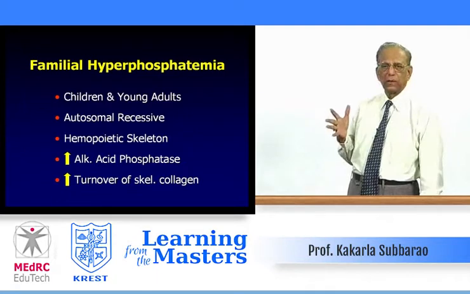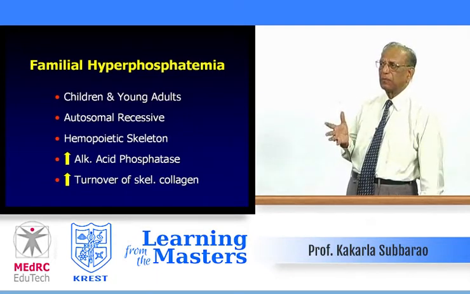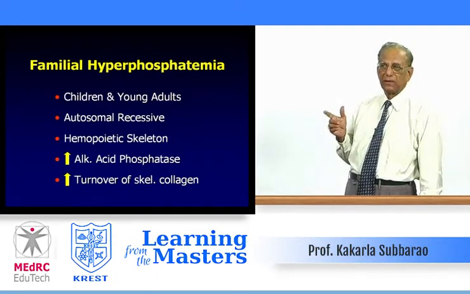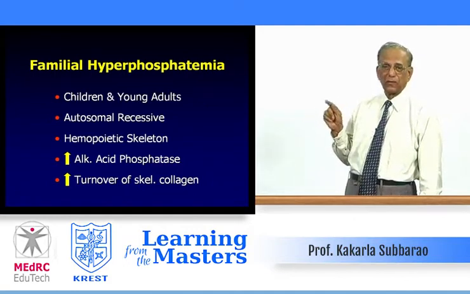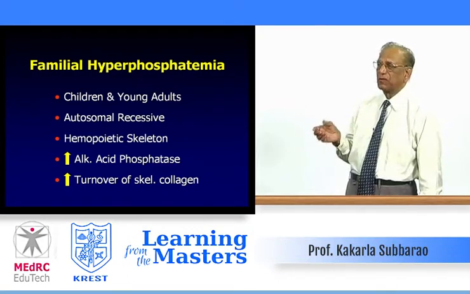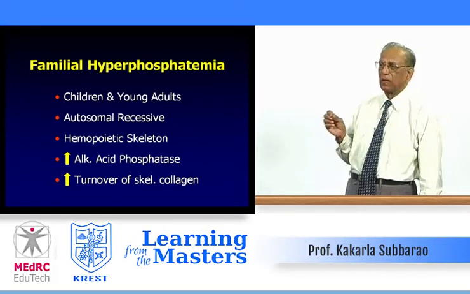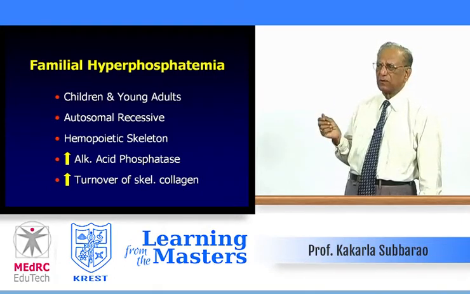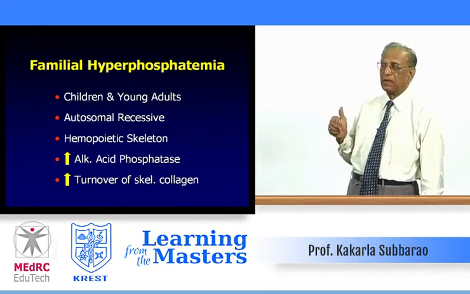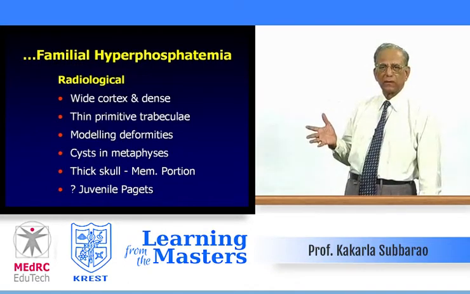And we'll come to the entity called familial hyperphosphatemia. This is different. It's not hypophosphatasia, hyperphosphatemia. We're talking about metabolic conditions. Children and young adults manifest it, autosomal recessive, mainly the hemopoietic skeleton is involved, increased alkaline acid phosphatase, and increased turnover of skeletal collagen. What are the radiological findings?